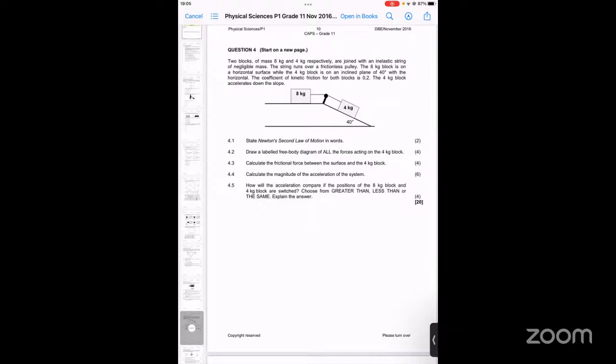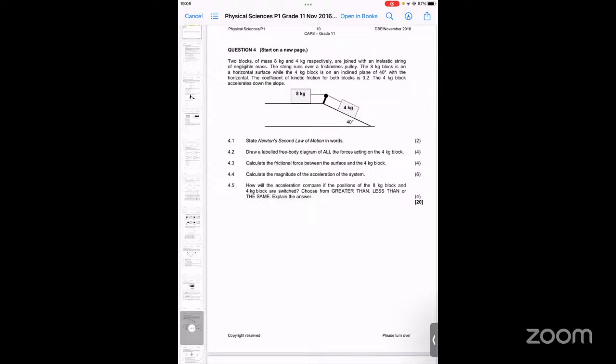So let's see. Here we've got two blocks of mass 8 kg and 4 kg respectively, which are joined with an inelastic string of negligible mass. The string runs over a frictionless pulley. The 8 kg block is on a horizontal surface, while the 4 kg block is on an inclined plane of 40 degrees with the horizontal. The coefficient of friction for both blocks is 0.2. The 4 kg block accelerates down the slope.